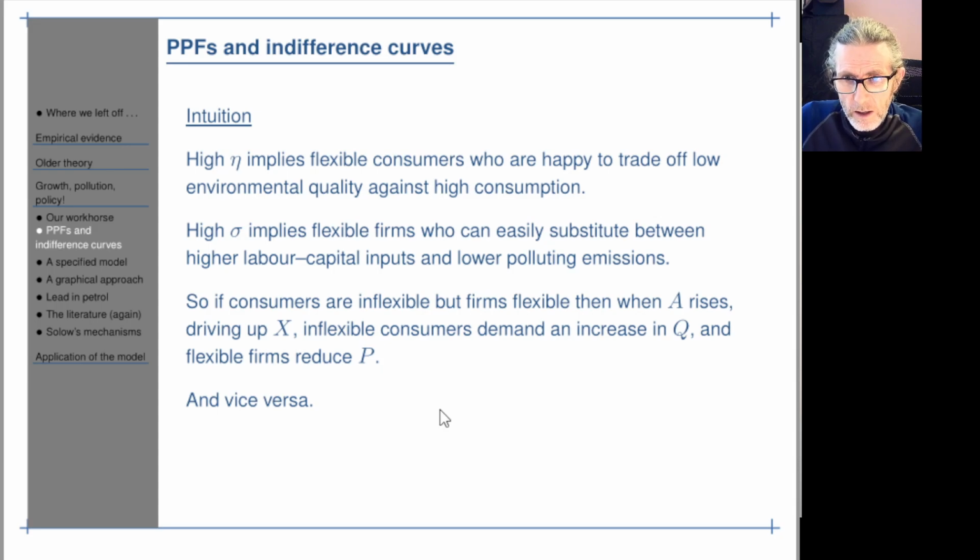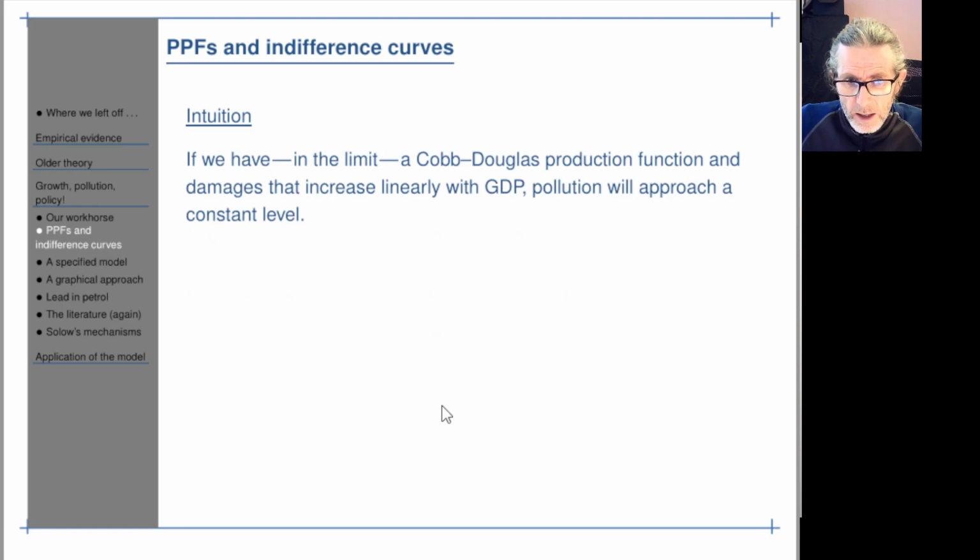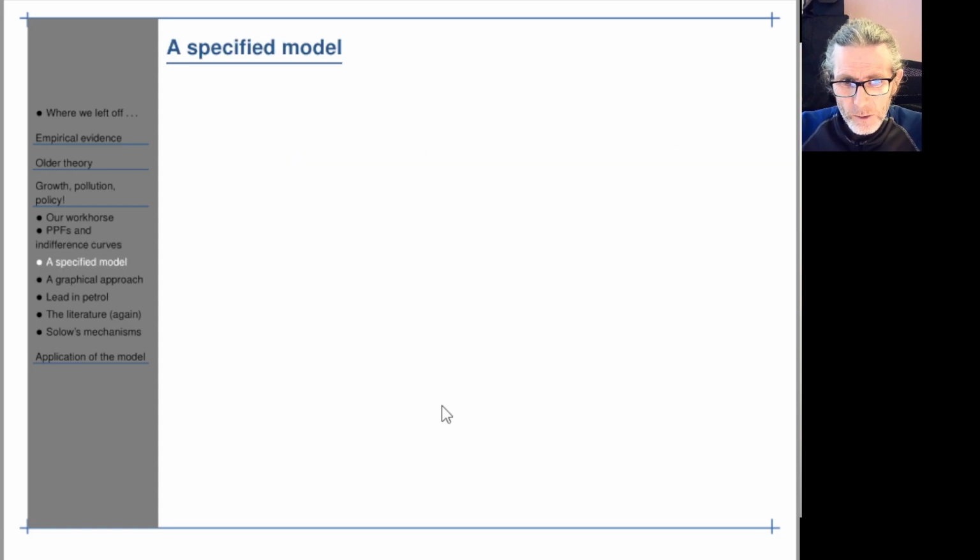Okay, so we want consumers to be inflexible and to demand a combination of higher consumption and higher environmental quality, whereas firms are flexible and can relatively easily cut polluting emissions while increasing production. Then we get the good outcome and declining emissions, and vice versa. So if we have in the limit a Cobb-Douglas production function, so that sigma is 1, and damages that increase linearly with GDP, so eta is 1, then pollution approaches a constant level. So that's the special case we saw before.